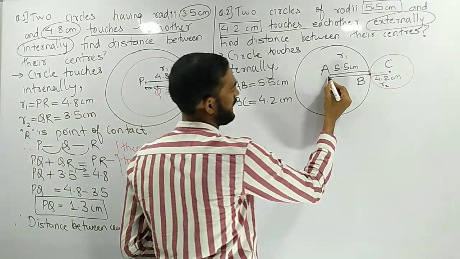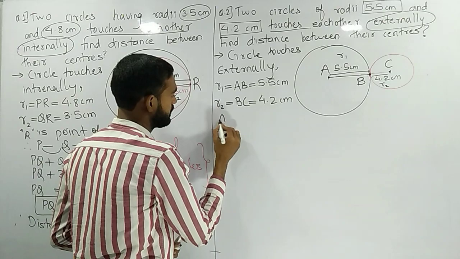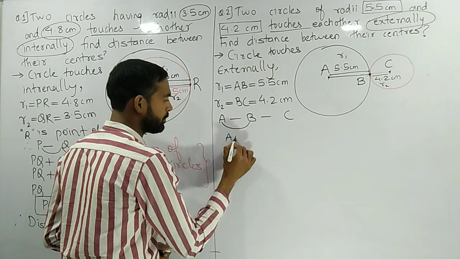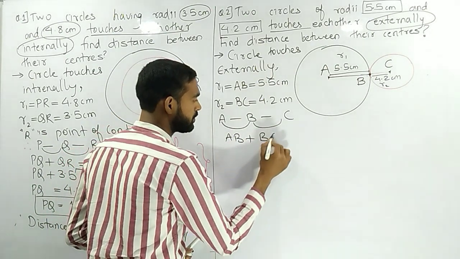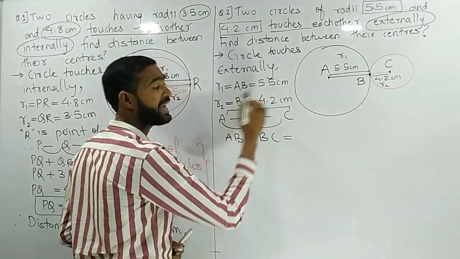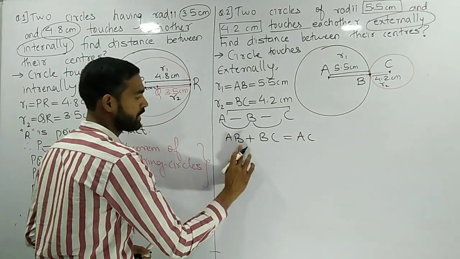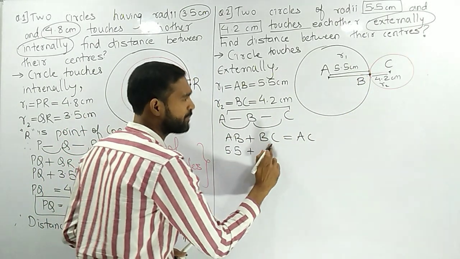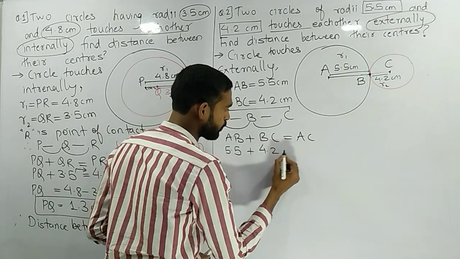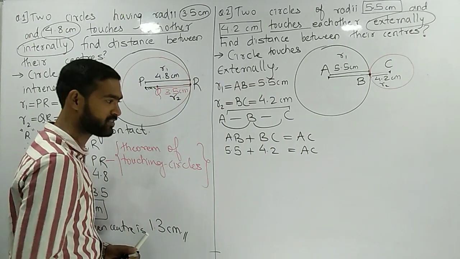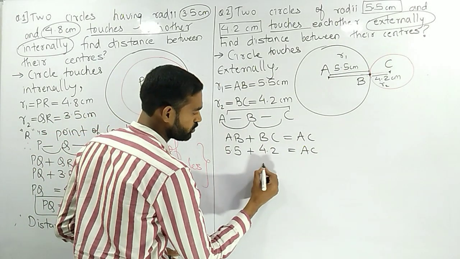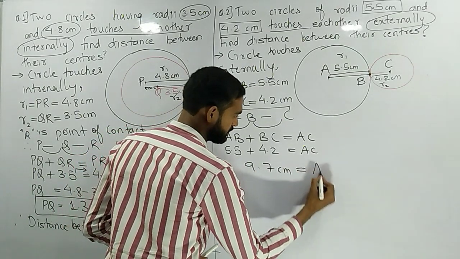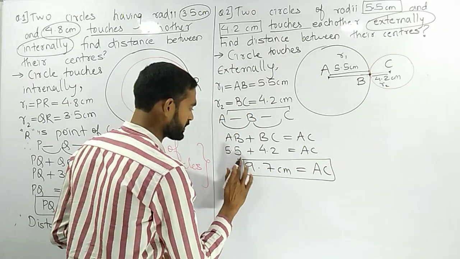Right? What you can see? A, B, C, they become collinear. So AB plus BC, together they will give me AC. Right? Now, do we know AB? Just check. Yes, AB is 5.5. We have BC? Yes, we do, 4.2. This AC we need to find. Add these two: 5 plus 2, 7; 5 plus 4, 9. So 9.7 centimeter, the measurement of AC.